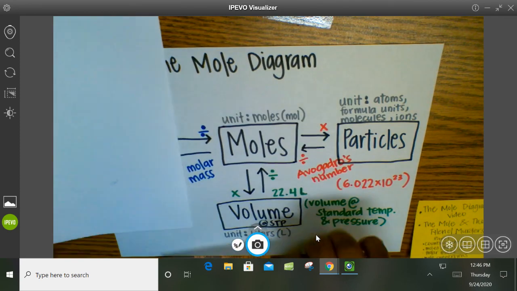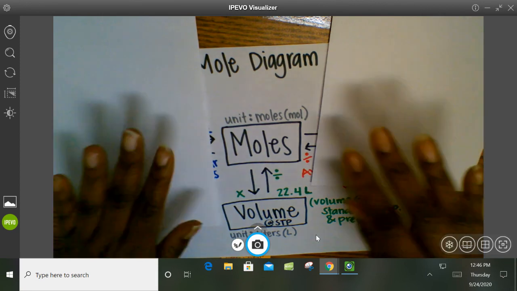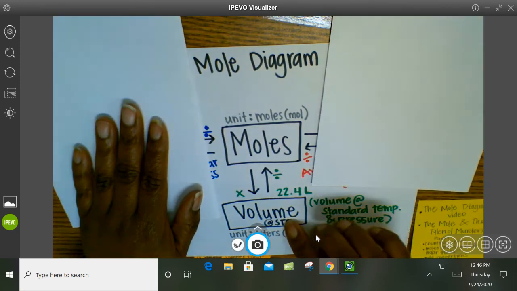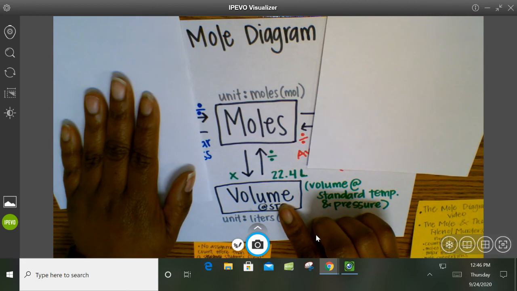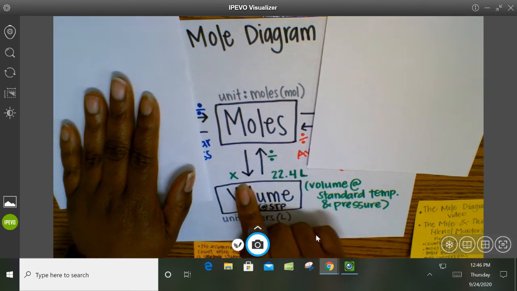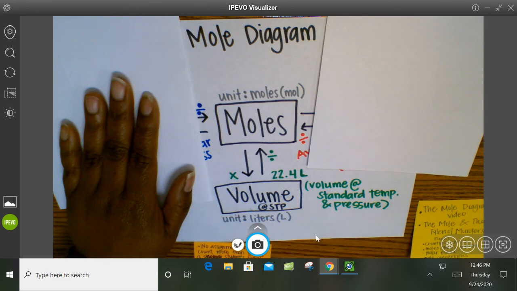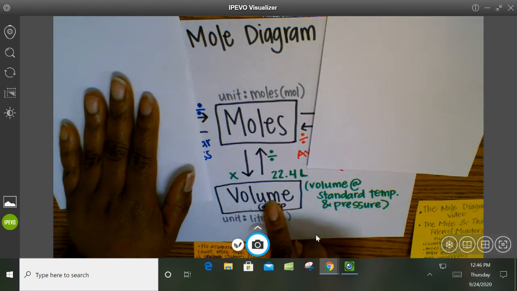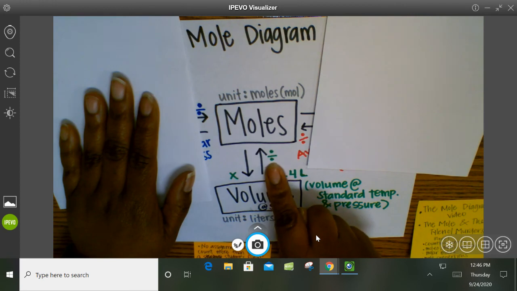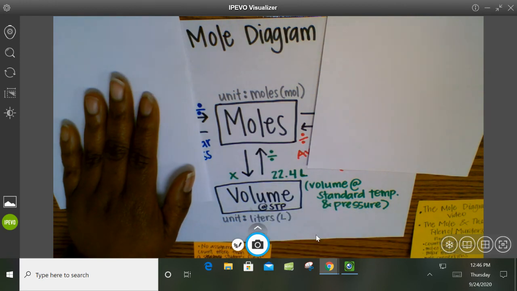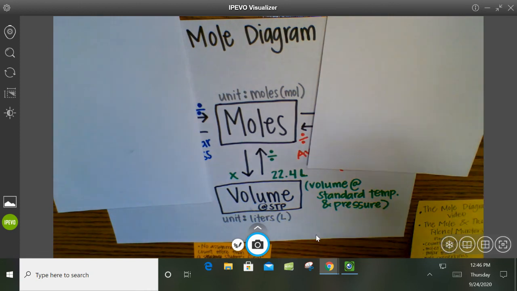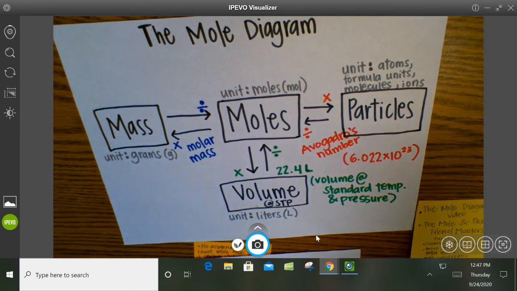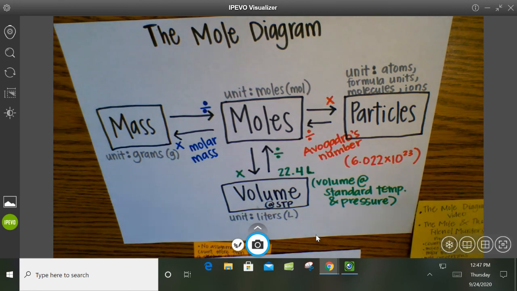What if you had moles and you were trying to find the volume of the substance? If you had moles and you were trying to find the volume in liters, then you would multiply by 22.4, which is the volume at standard temperature and pressure. And if you had the volume converting to moles, you would divide by 22.4 liters. So that is what the mole diagram looks like, and what we're going to do is work some problems and use it.